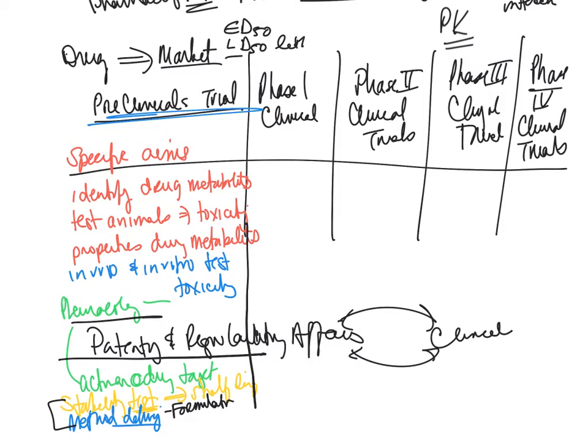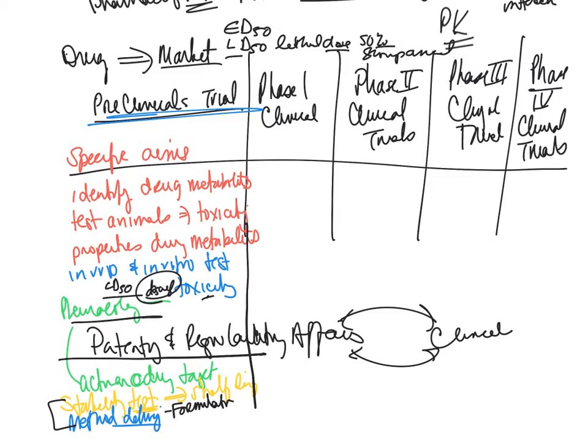LD50 is the lethal dose required to kill 50% of a group of animals. It's kind of sad, isn't it? So you have to determine the toxicity, and one of those is the LD50. So 50%, what's the dosage required to kill 50% of the animals?